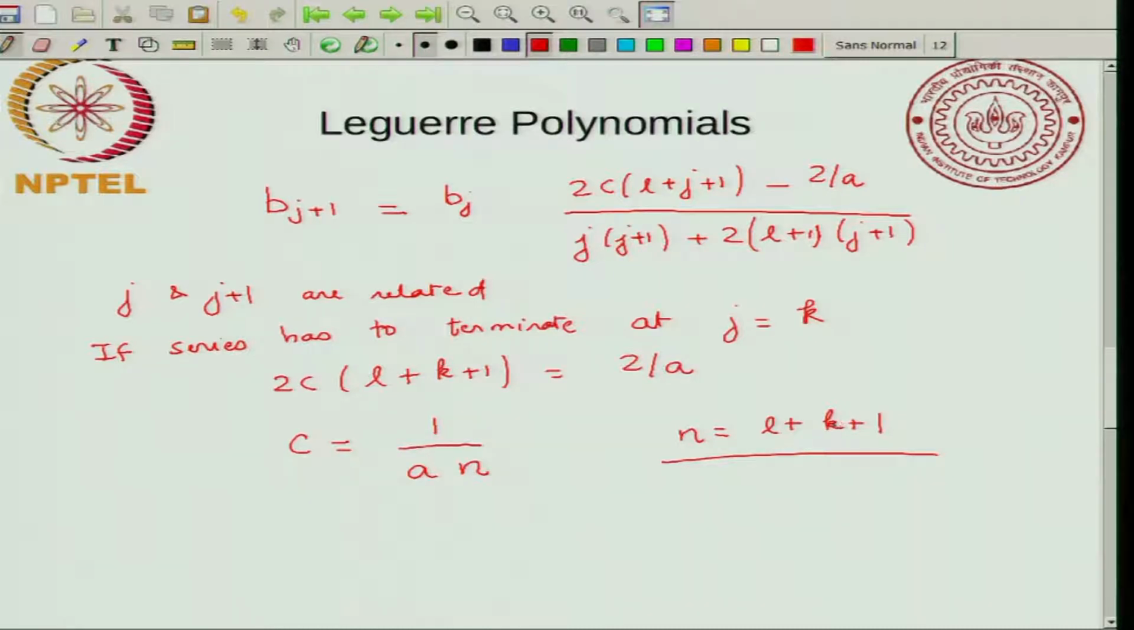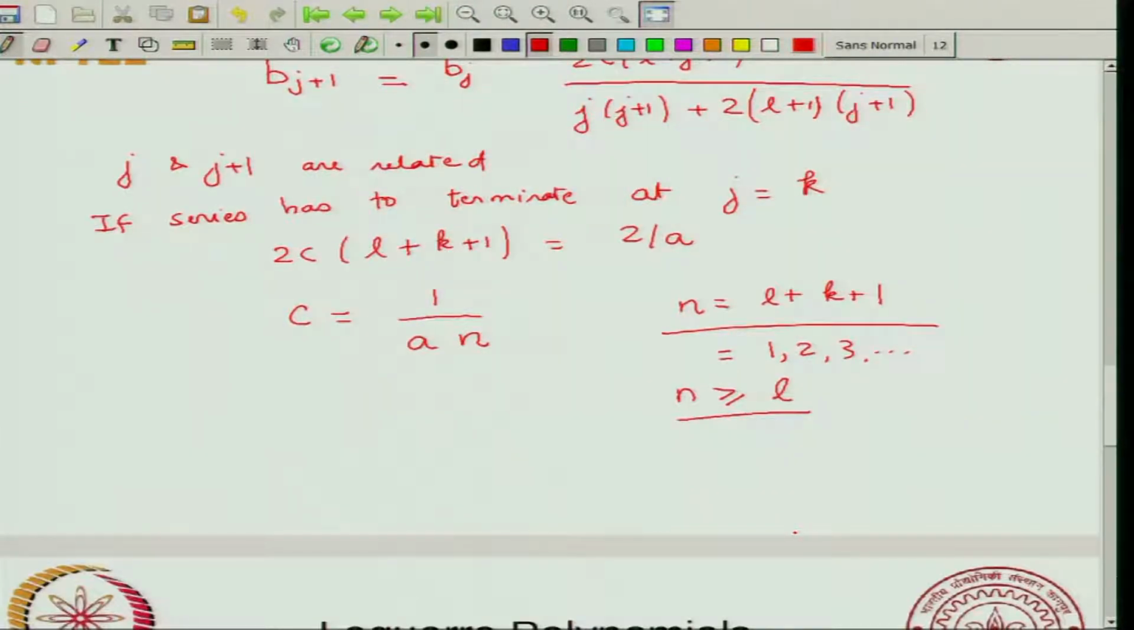Now k can be anywhere from 0 onwards. So L also can be 0, 1, 2, 3, etc. So basically n equal to 1, 2, 3, etc. So these are the allowed values of n. And also notice that n is greater than or equal to L. So these will be familiar. So n is what is called the principal quantum number. And you can immediately see from here that n has to be greater than or equal to L, and n has to be a positive integer. So this is a very nice thing that you got this quantization of n.